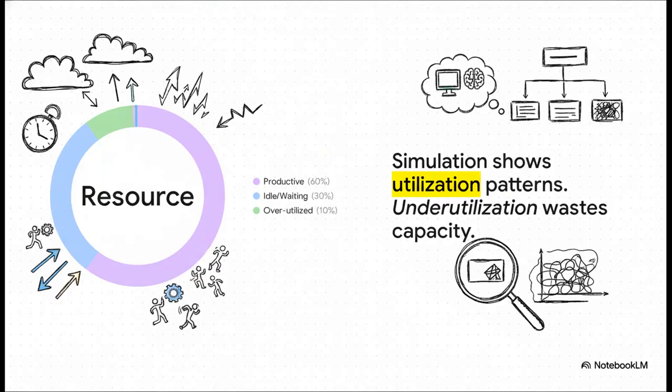Okay, check out this resource analysis. On the surface, you might think everything's running smoothly. But the simulation uncovers a hidden truth. A whopping 30% of your team's time is spent just idle, waiting for work. That's pure waste. And at the same time, another 10% of your resources are chronically overutilized. That's a direct path to burnout, mistakes, and people quitting.